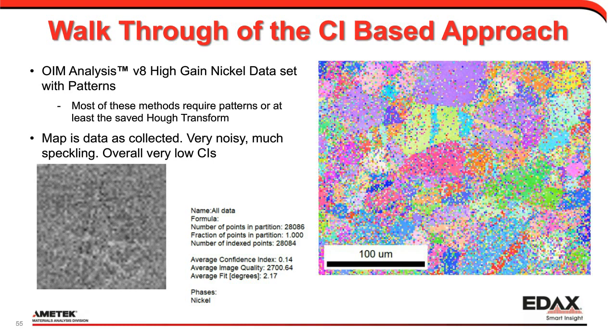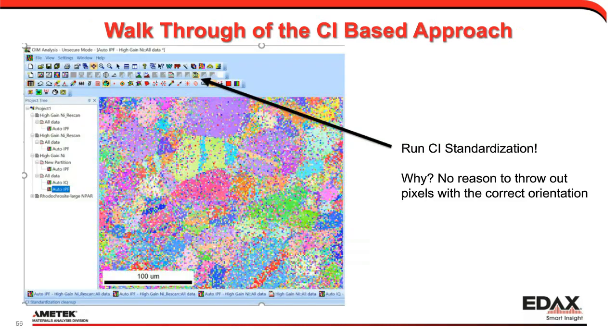So again, a very, very noisy speckled data set. What can I do? Well, the first thing I would do is run CI standardization. CI standardization is something you should almost always do. I'm going to talk a little bit more about this. CI standardization basically makes sure that I don't throw away pixels with the correct orientation.